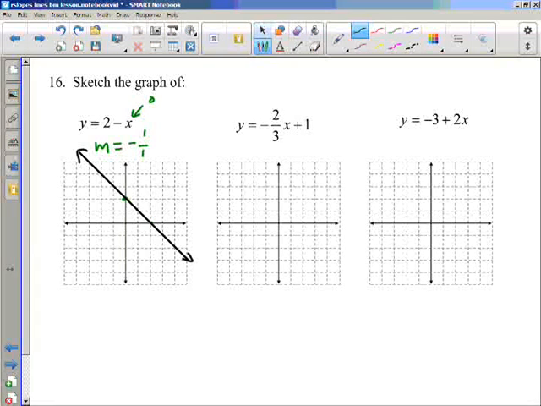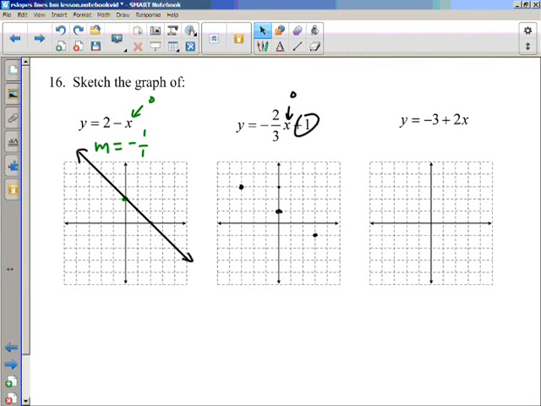Likewise, for this equation, we want to find the value of y when x is 0, and that's 1. So our y-intercept is 1. A slope of -2/3 means down 2, right 3, or we could go up 2, left 3. When we connect these dots, we get this graph.